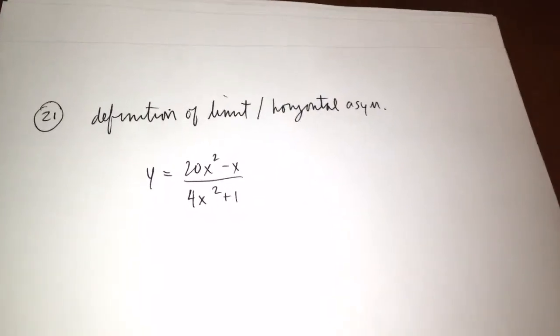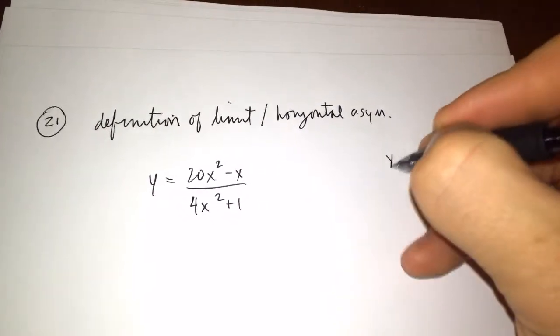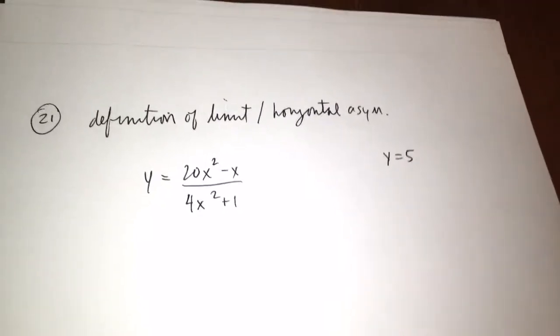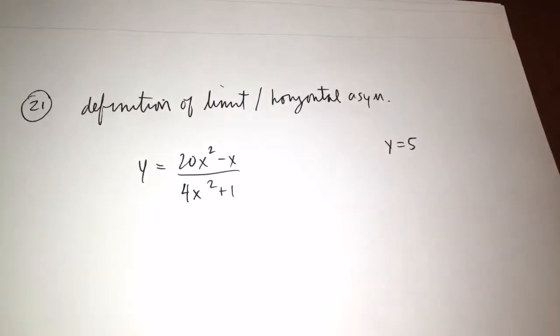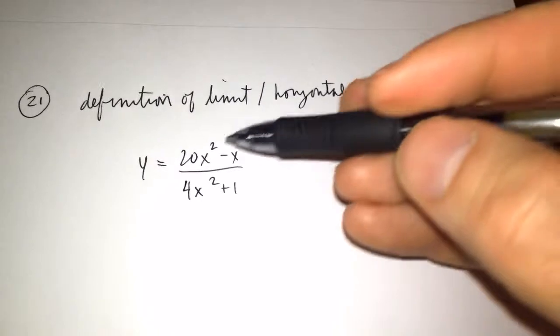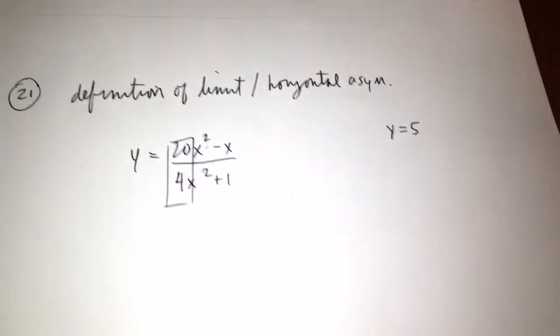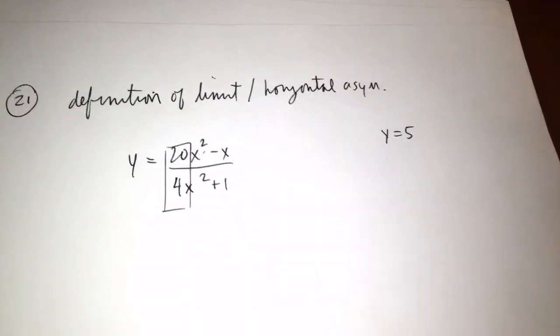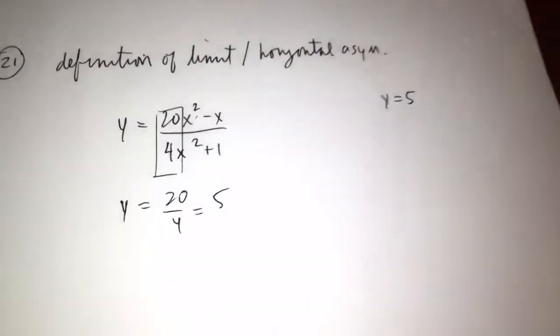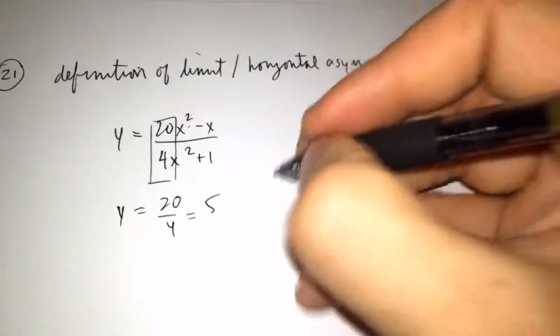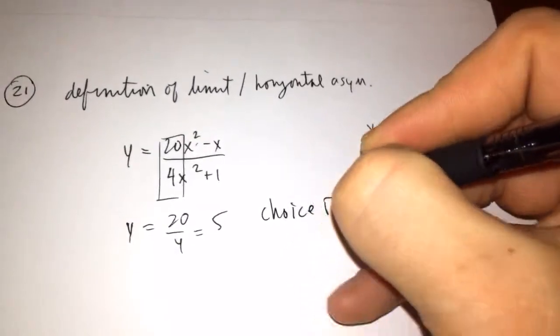For number 21, they're asking you which of these is a horizontal asymptote of y equals 5. So what I'm going to do is just use a definition of limit. I remember that as long as the leading terms match as far as exponents go, it's just a ratio of their leading coefficients. So the ratio of 20 to 4 is equivalent to 5. So there's your y equals 5. This is choice E.